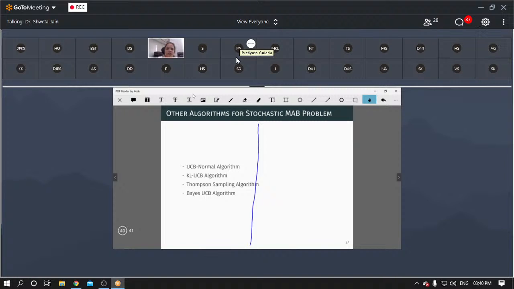We went to a very simple setting, and we discussed one particular algorithm, which is the upper confidence bound algorithm. This algorithm works only for the case when the rewards are either 0 or 1. That means when you pull a particular arm, you either get a reward of 0 or a reward of 1. In particular, it works only for Bernoulli distribution.